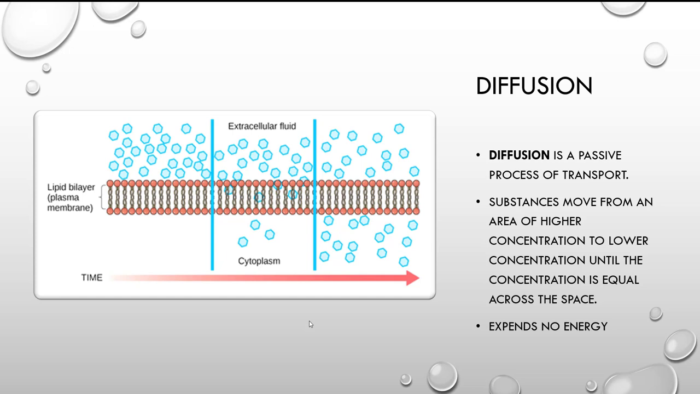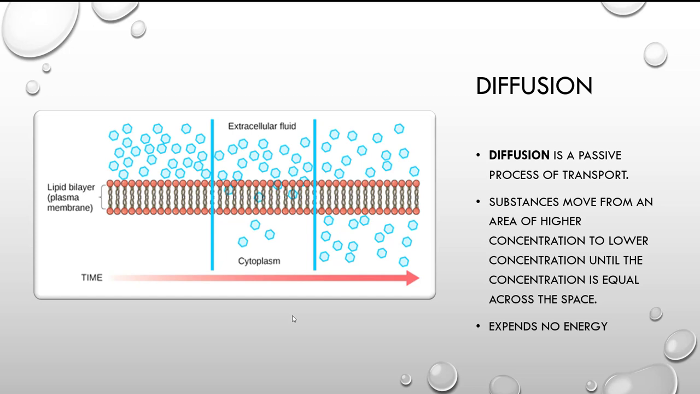So let's talk a little bit about diffusion. We already know that diffusion is a type of passive transport, in that it allows substances to move from an area of higher concentration to an area of lower concentration. But that doesn't mean that when you spray an air freshener, it's just leaving the area completely and moving away forever. It's basically just diffusing until the entire area is equally concentrated, okay?